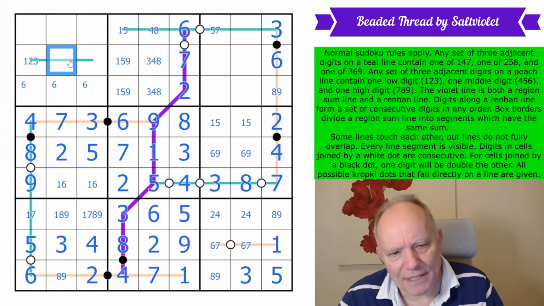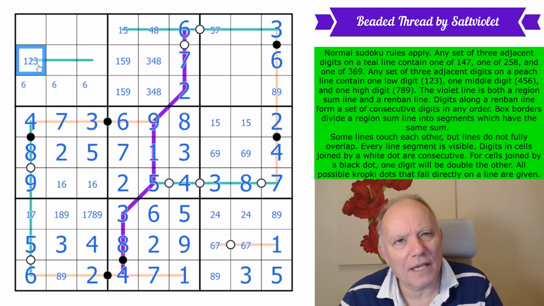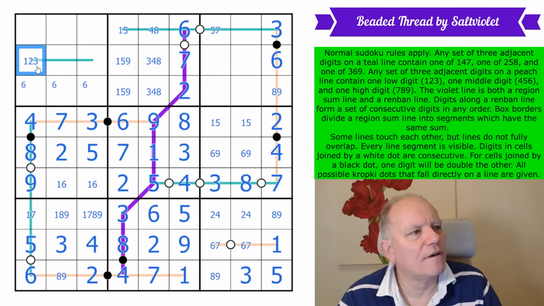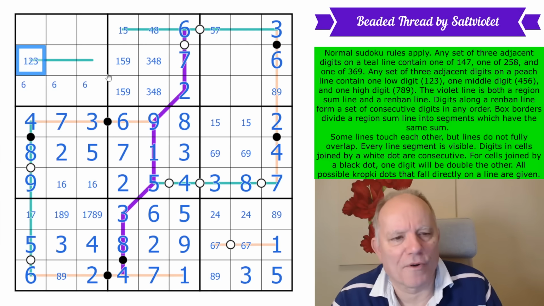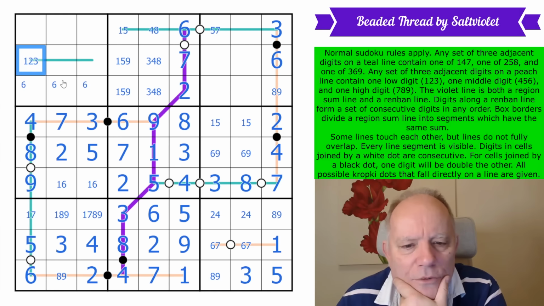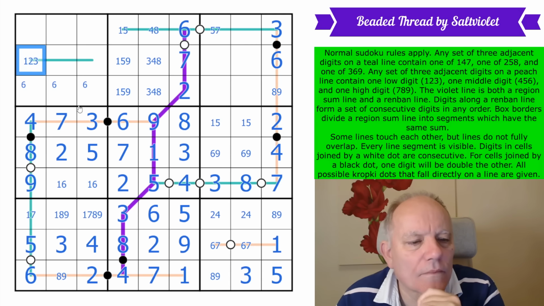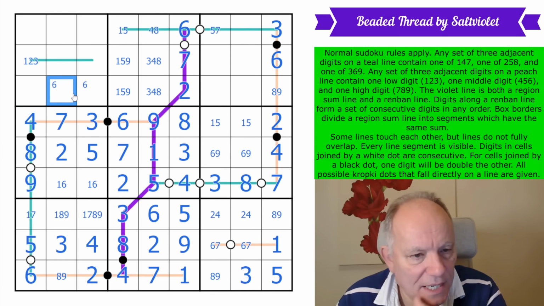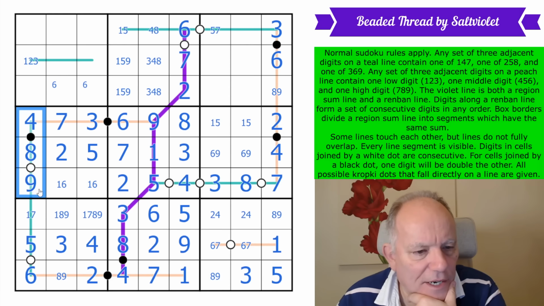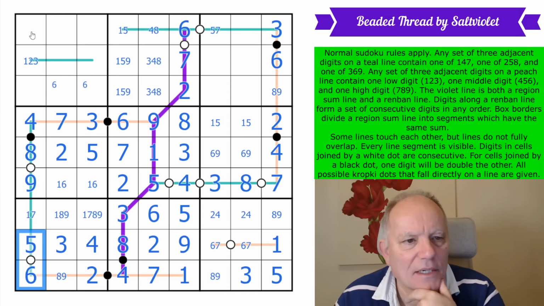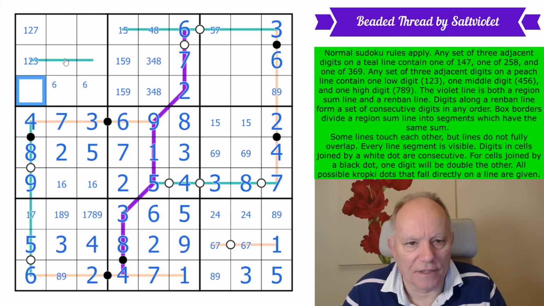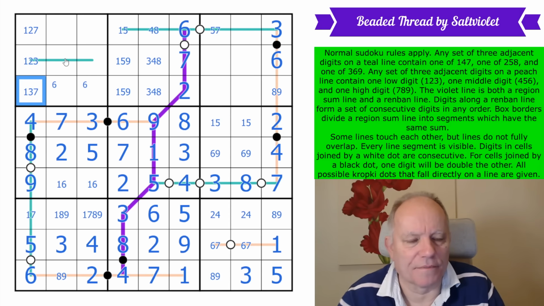What it does mean is that none of these can be low digits. No, that's absolutely not true. It would mean that if they were 3 away from that. I'm talking nonsense tripe and codswallop. Right, that can't be 6. 6 is in one of these cells. 4, 8, 9, 5, 6. This is 1, 2, or 7. This is 1, 3, or 7.